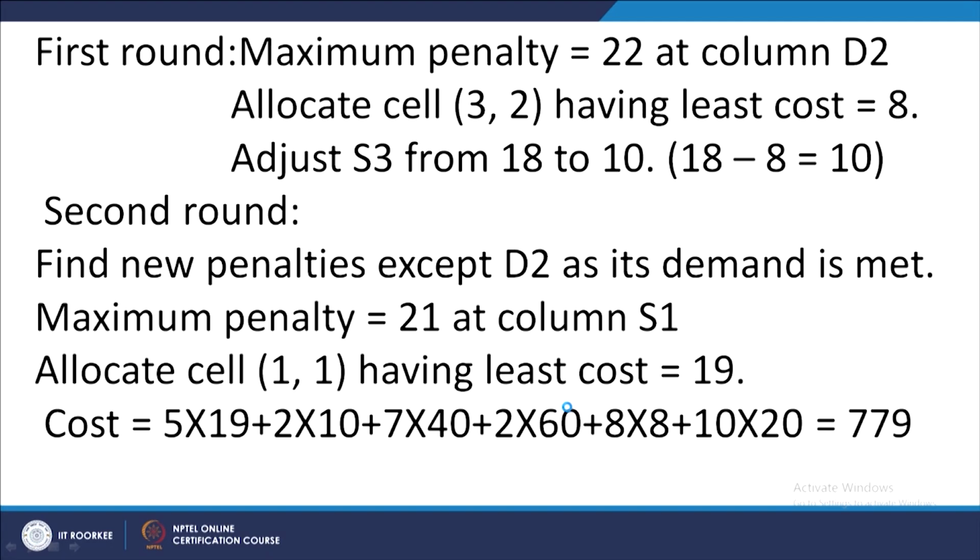So, maximum penalty is 21 at column S1, allocate cell 1, 1 having least cost which is equal to 19, and like this the entire process has to be completed. The cost that you get is 5 times 19 plus 2 times 10 plus 7 times 40 plus 2 times 60 plus 8 times 8 plus 10 times 20, which comes out to be 779.